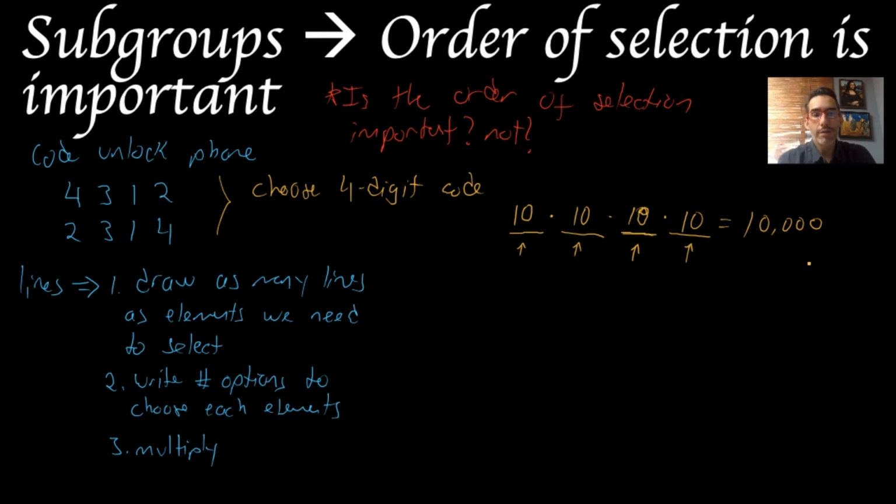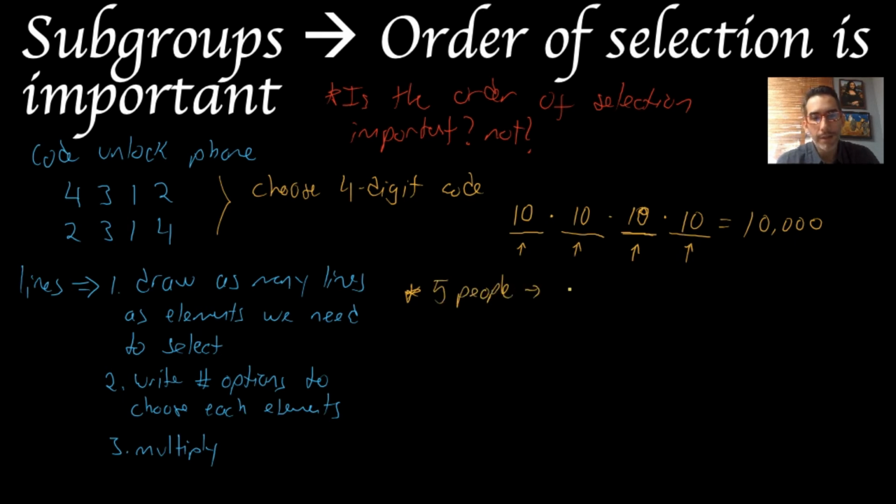There might be a variation where we need to select an element and it cannot be repeated. So what will be the case? For example, let's draw here quickly another example. I have 5 people, right?